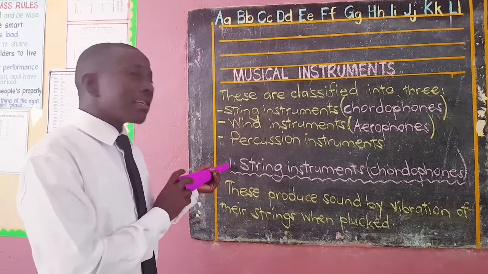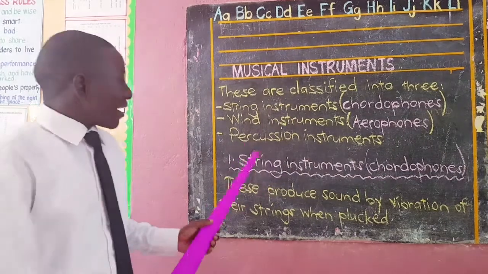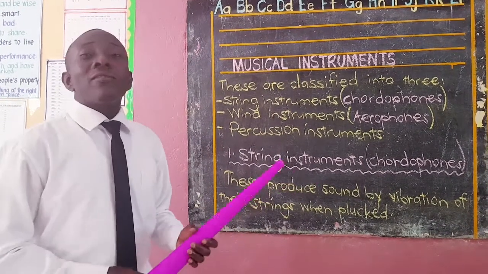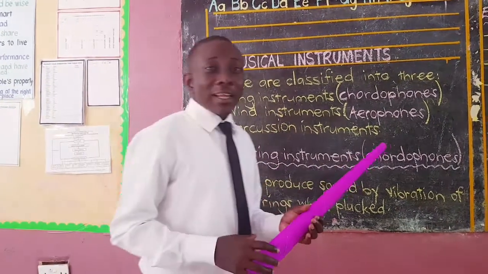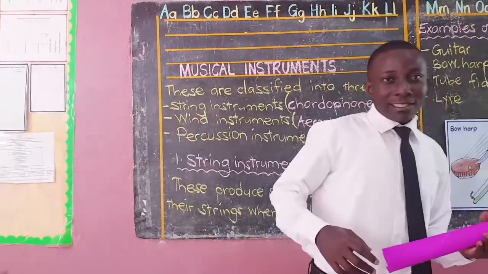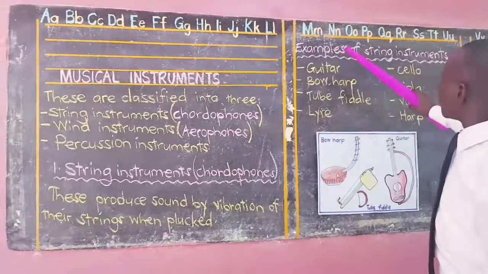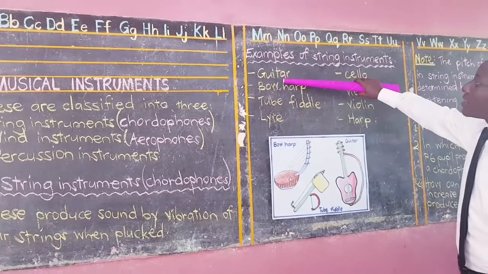Number one, let us look at string instruments or chordophones. These string instruments produce sound by vibration of their strings when plucked. Okay? Let us look at examples of those chordophones or string instruments.